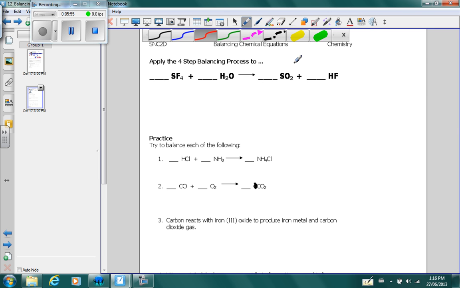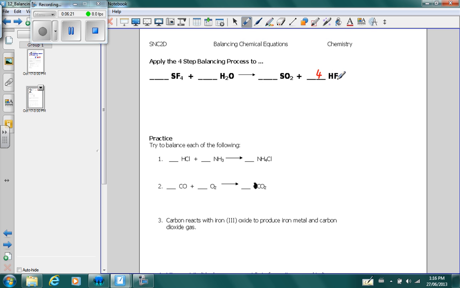Now, if we remember the general rules, we leave hydrogen and oxygen till last. So I'm going to start with my sulfur. Having a look here, I have 1 sulfur. Over this side, I have 1 sulfur, so my sulfurs balance out. Over here, I have 4 times 1 fluorine, so I've got 4 fluorines total there, and I've only got 1 here, so I need to put the coefficient in front of the molecule.